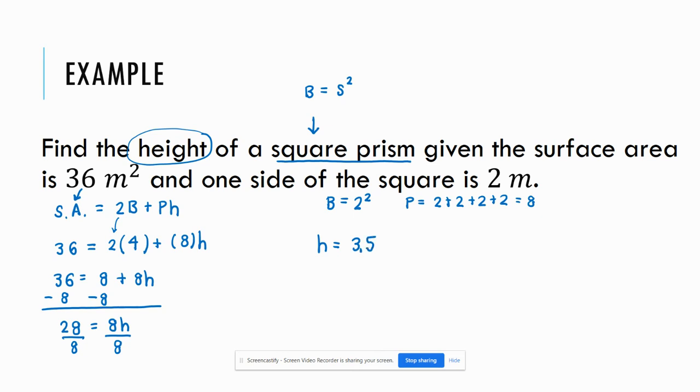3.5. And notice that this time we have units. I get to say that it's meters. Now I don't want to square it because I'm not talking about area. Height is not being squared. So 3.5 would be my height.